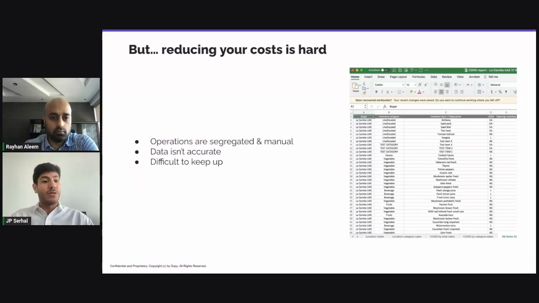And if someone doesn't use a tool, then whenever a waste is happening, they will say, you know what, I'll take care of it later. It's quite difficult to register that. I'm very busy. And what ends up happening is they either forget or register it inaccurately. So data isn't accurate and it's very difficult to keep up.